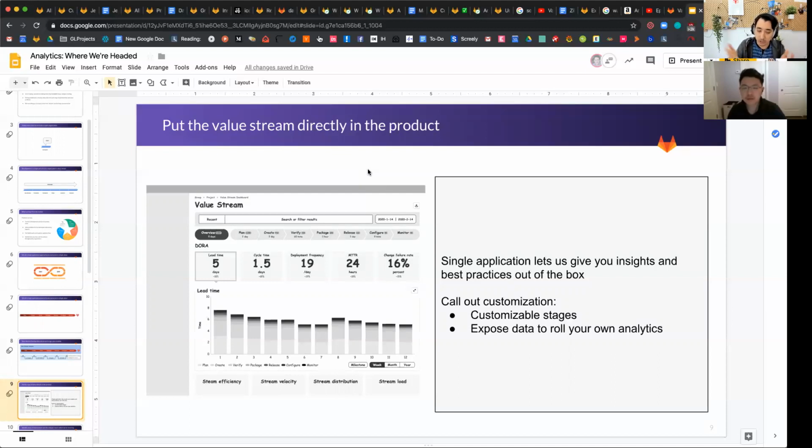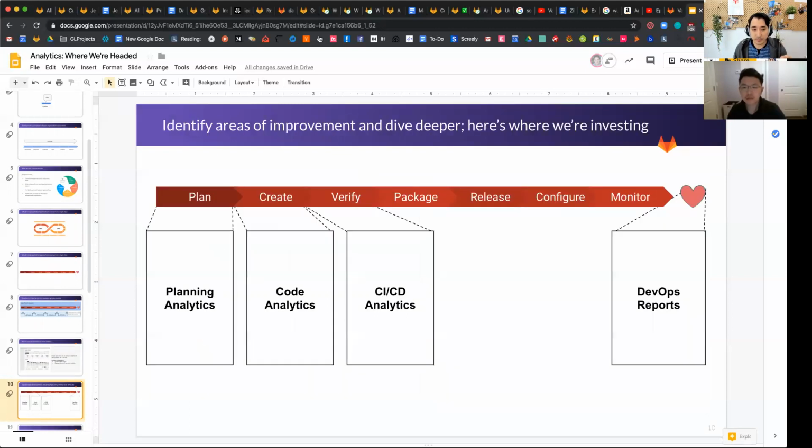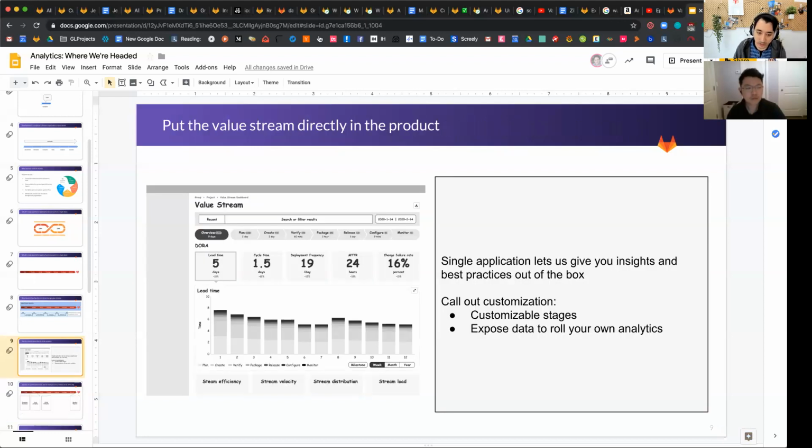But then I want to be able to show over time how we are getting better or worse. Here's our lead time and how that's changing by stage, based on how we define the product. And we get some benefit out of the box because we have a single application, GitLab. But some organizations are going to need customizability, and we should be able to offer that as part of this. But overall, I want to see this stuff over time, and we're just not telling that story right now.